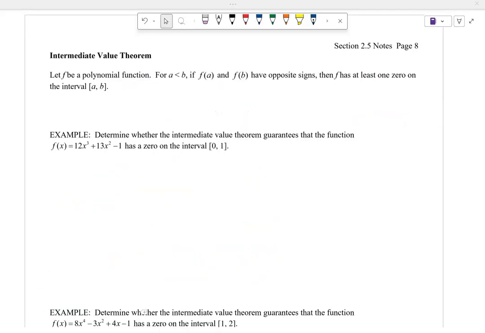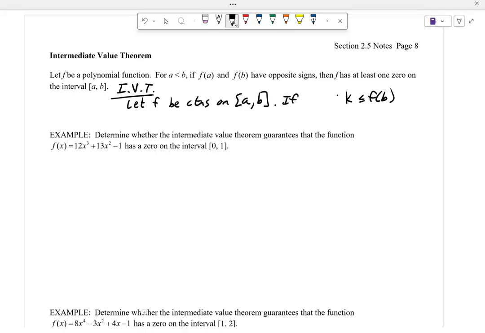All right, let's get into the intermediate value theorem to finish off this section. This is actually a simplified form of the intermediate value theorem. Let me give you a more powerful form. If f is continuous on an interval from a to b, and I have some k value that's between f of a and f of b, I'll make this visual for you, then there must exist a c value in that interval such that f of c equals k.